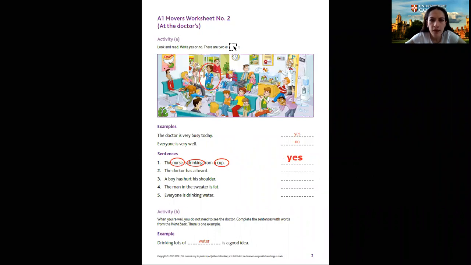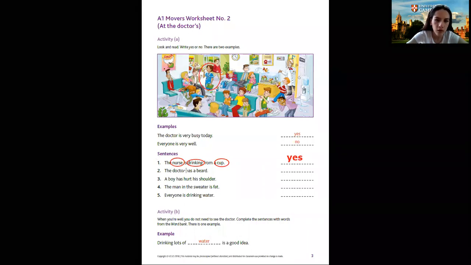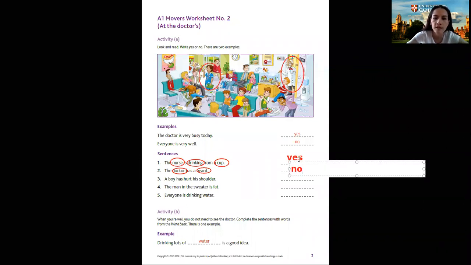Number 2, the doctor has a beard. Okay, first we find the clue word. The clue word is doctor and beard. Okay, let me circle it. Doctor and beard. Okay, and he's a doctor. So does he have a beard? No, he has a mustache. So no beard. Am I right?